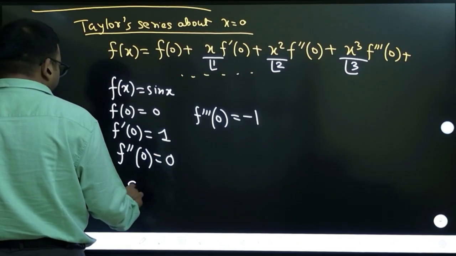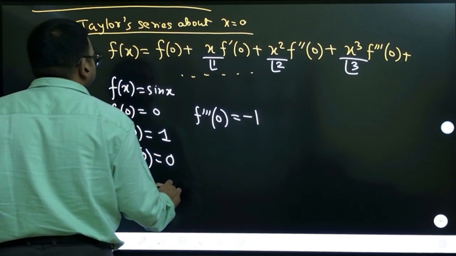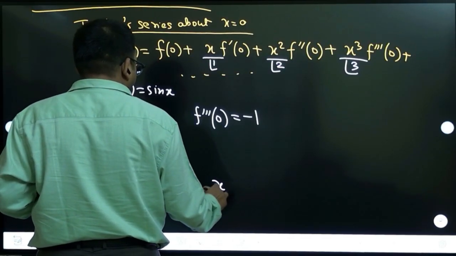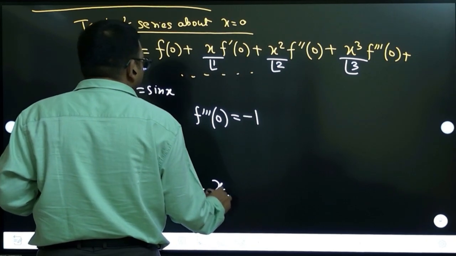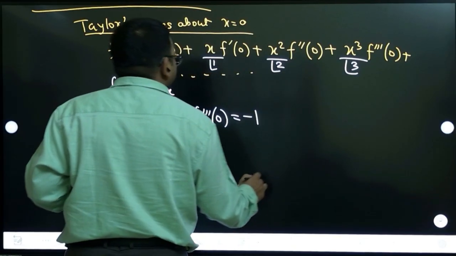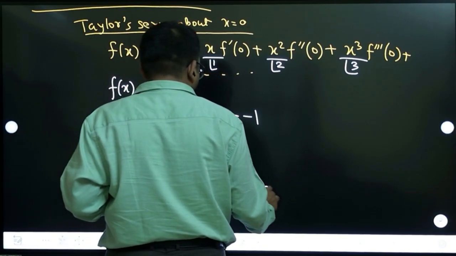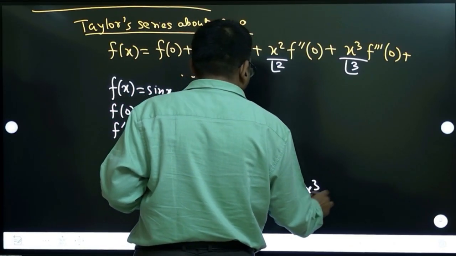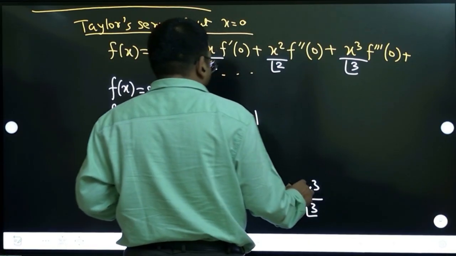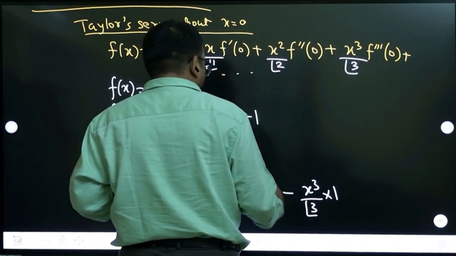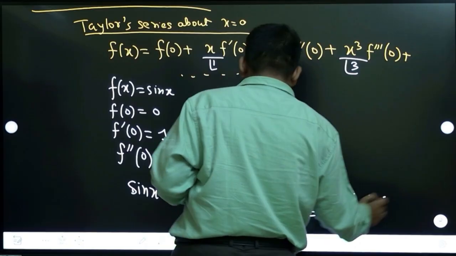So f(x) means sin x. I can write this as f(0), which is 0, plus x. Factorial 1 is 1 only. f'(0) is 1, plus x squared. f''(0) is 0, so I am not writing it. Next, that is going to be minus x cube by factorial 3. That is going to be 1 only, minus 1. Right, so like that you will be seeing that.